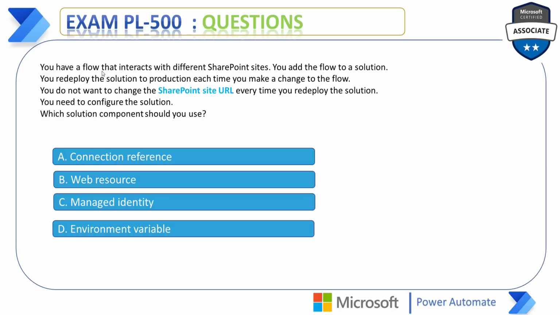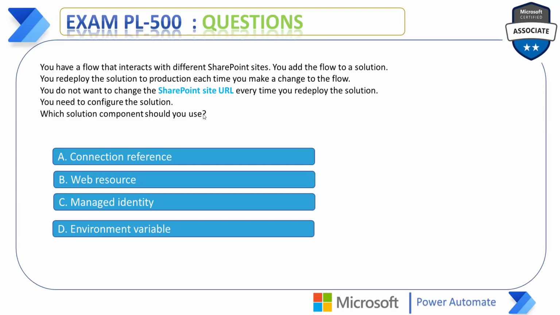The question is, you have a flow that interacts with different SharePoint sites. You add the flow to a solution. You redeploy the solution to production each time you make changes to the flow. You don't want to change the site URL every time you redeploy the solution. You need to configure the solution. Which solution component should you use?